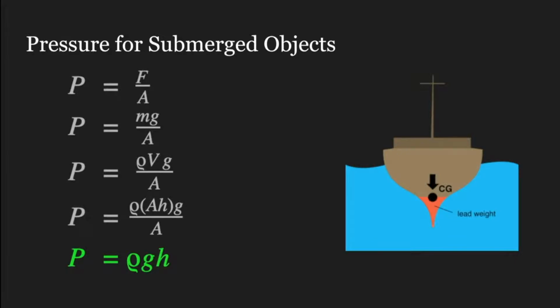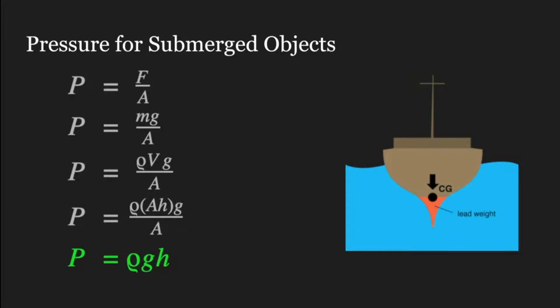So to derive that, we start by using Newton's second law and replacing force, F, with the weight of the water, mg. So we get pressure equals mass times the acceleration due to gravity over surface area. Next, we can use the volume of the object and the density of the liquid as a substitute for the mass. So we get P equals density times volume times gravity over surface area.